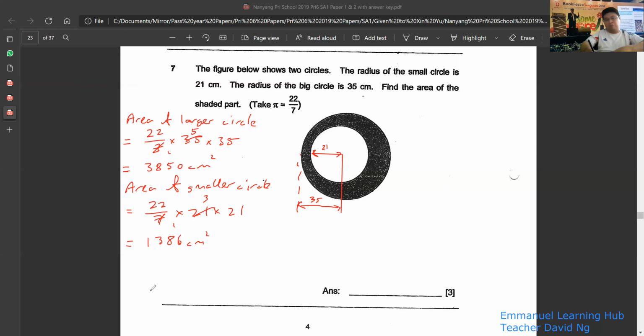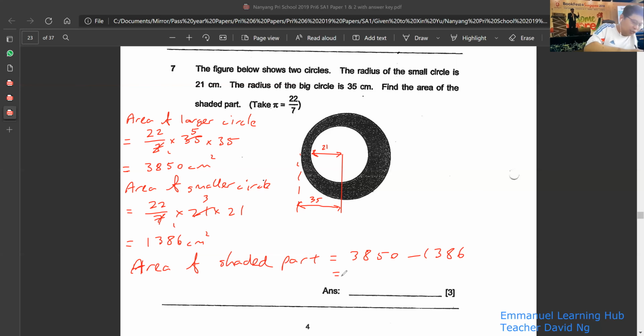Now can you tell me how to find area of the shaded part? 3850 minus 1386. So you actually know how to do the question. 3850 minus 1386. 2464 cm square. Any question? No.